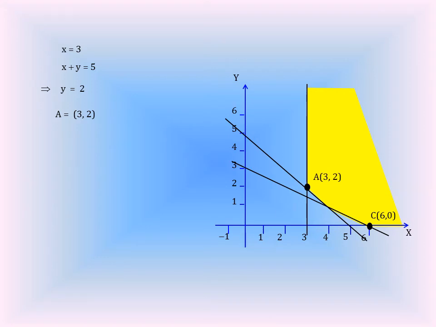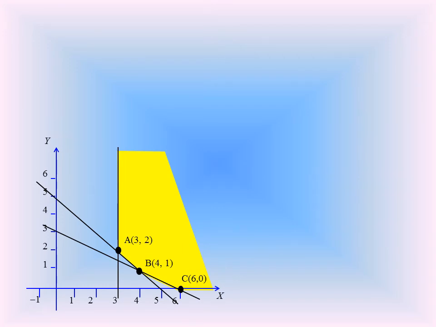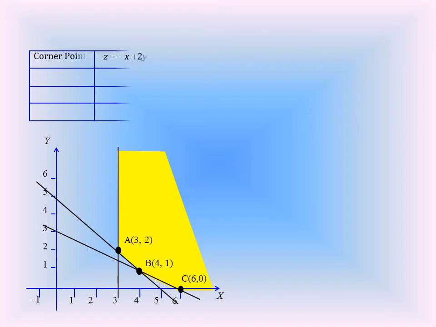Here is the point A (3, 2), which is a corner point. By solving x plus 2y equal to 6 and x plus y equal to 5, we get y equal to 1 and x equal to 4. Hence B is (4, 1), which is one more corner point. Therefore A, B, C are the three corner points of the given LPP.